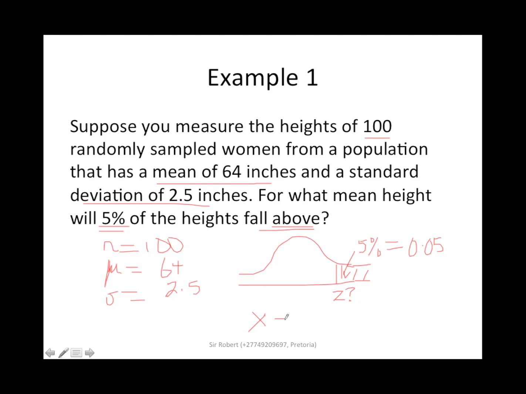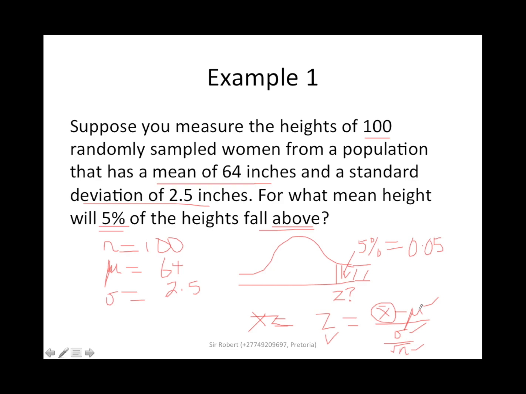Remember, Z is equal to x minus mu divided by sigma over square root of n. So n we have, standard deviation we have, mu we have, z we determine from the tables, and then we are left with x. So x is the mean height that we are looking for.